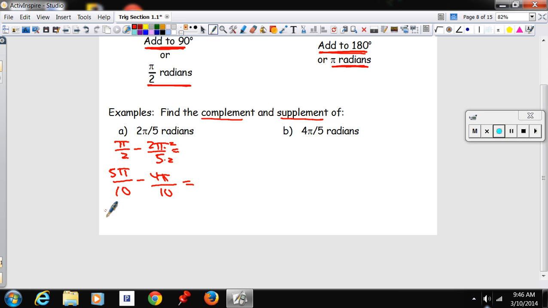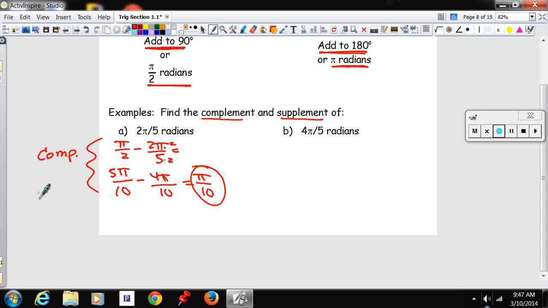So what's my complement? 1 pi over 10, or just pi over 10. This angle plus this angle together would add up to a half a pi. They would add up to 90 degrees. So pi over 10 radians and 2 pi over 5 radians would give me 90 degrees, or pi over 2 radians. Those are complements. So right here I'm going to write complement.